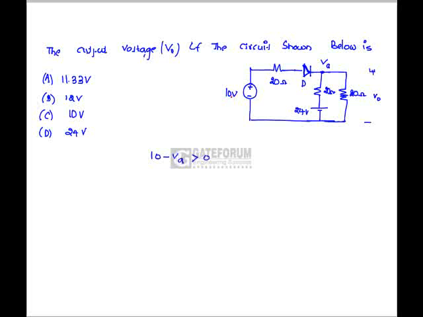Because of the 10 volts, nothing will result at node VA, but because of the 24 volts present here, a voltage VA is developing. So VA is 24 divided by 14 into 20, which is 12 volts. So 10 minus 12 is not greater than 0. It means the voltage across the diode is negative, hence it is not going to conduct, it is in off state. As long as it is in off state, the potential at node VA is because of the 24 volts, that is half, 12 volts. That is, option B is correct.